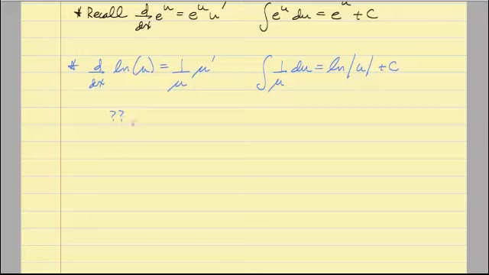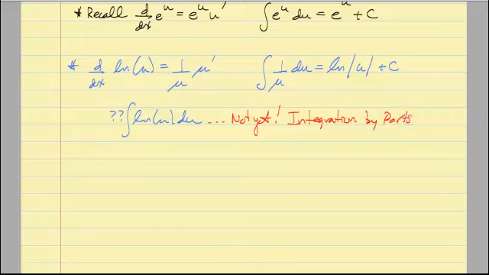I have one other question. What about just integrating the natural log of u du? And the answer is not yet. We can't do anything with this yet, but pretty soon we'll be able to use a technique called integration by parts on this in order to integrate it. But for now, we can't really do much with this.